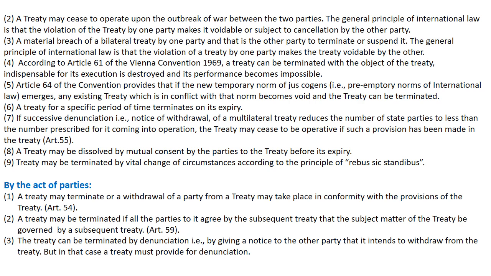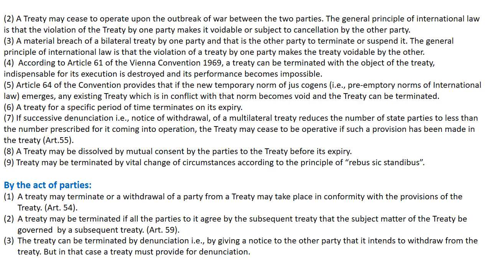What is by the act of parties? The second method of termination is by the act of parties. A treaty may be terminated or withdrawn from by a party in conformity with the provisions of the treaty. What are the provisions provided in Article 54 of the Vienna Convention? They can terminate according to their will and wish. A treaty may be terminated if the parties to it agree by a subsequent treaty and the subject matter of the treaty is governed by the subsequent treaty.